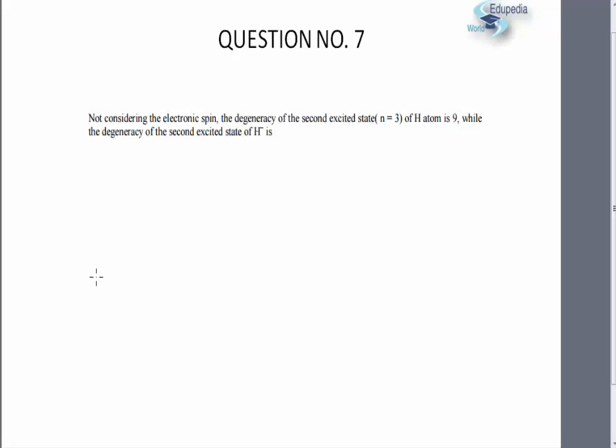Okay, so that brings us to question number 7. Question number 7 is a very good question from atomic structure. Most of the students who do not read between the lines and who are not very conceptually sound with the chapter of atomic structure would not even understand this question. Let us have a look at what it says.